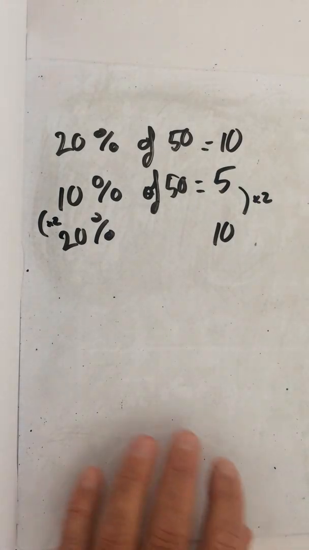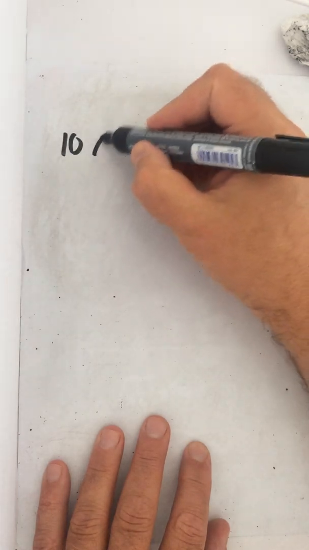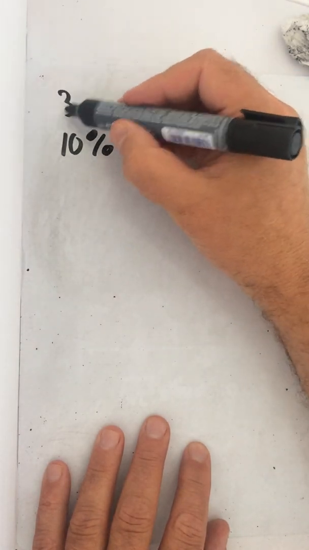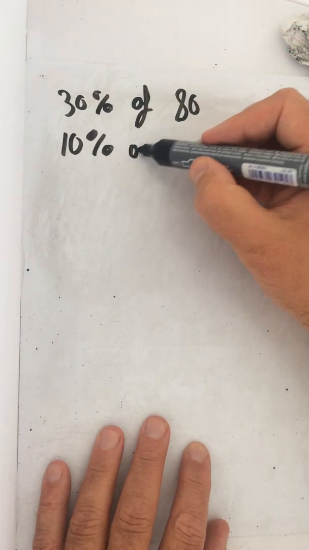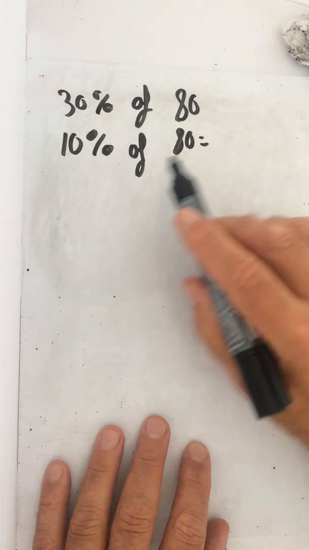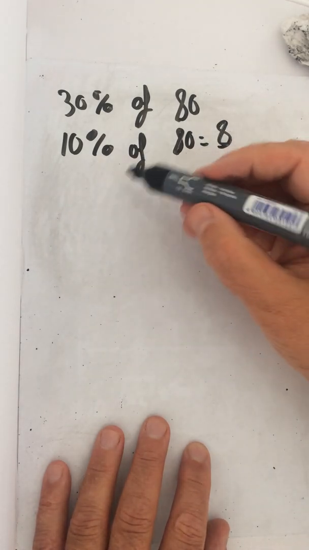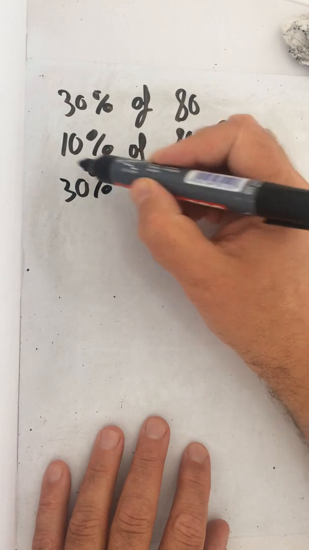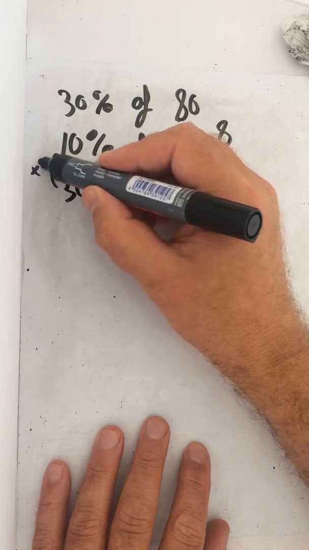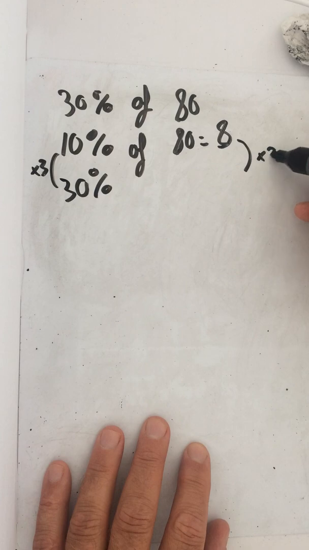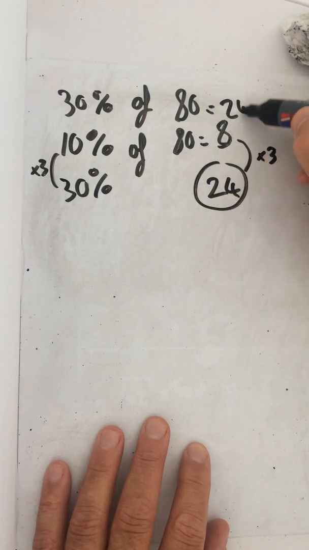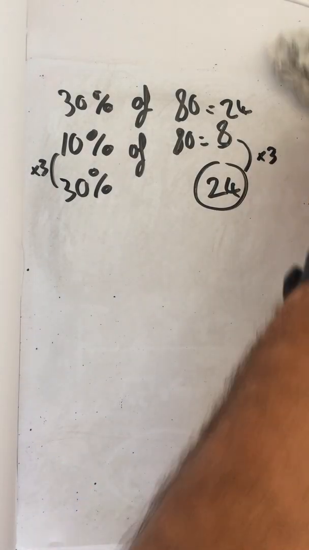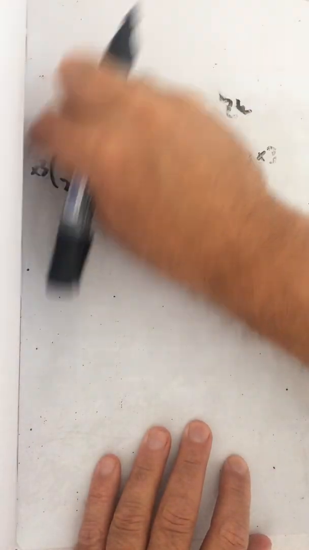Okay. And then 30% is the same sort of thing, isn't it? I find 10%, so the question is 30% of 80. So I find 10% of 80. So it's 80 divided by 10 is 8. Then how do I get to 30%? From 10 to 30, I'm timesing by 3. So I do the same thing, times it by 3. 8 times 3 is 24. My answer is 24.